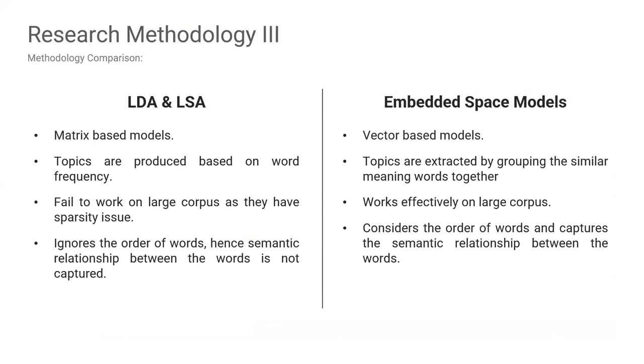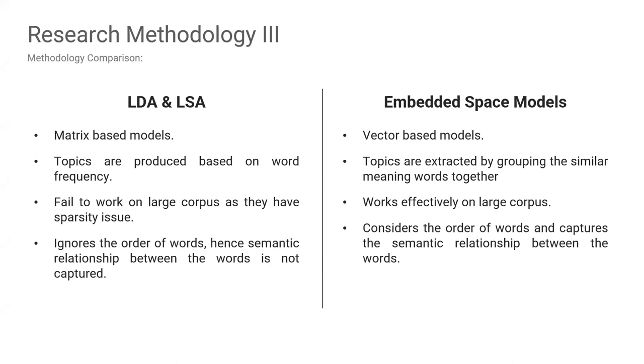So you wanted to associate the frequency distribution of a word; these are probabilistic models, right? You can see that these fail to work on large corpora, they have sparsity issues. That is one of the main problems. It also ignores the order of words, so the semantic relationship between the words is not captured. That is the main problem, right?